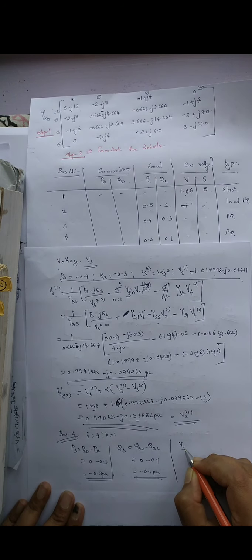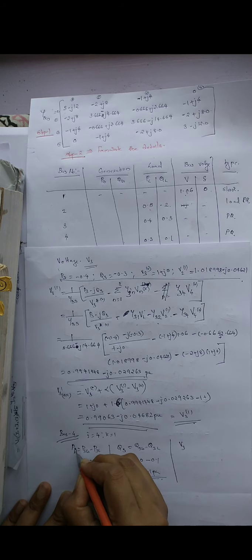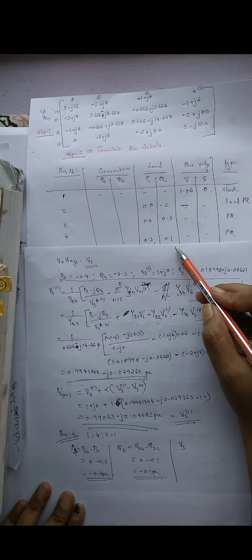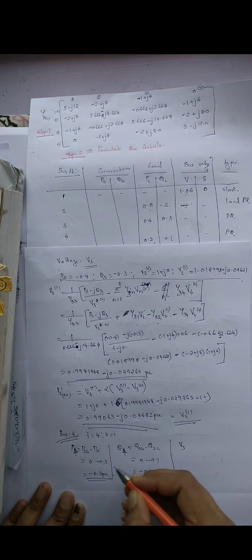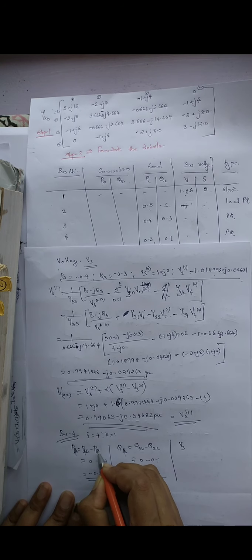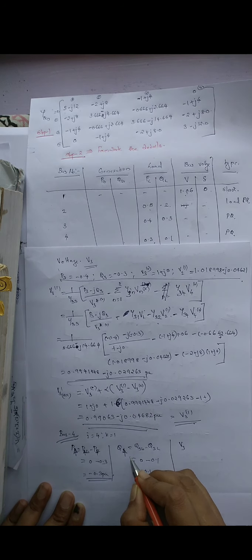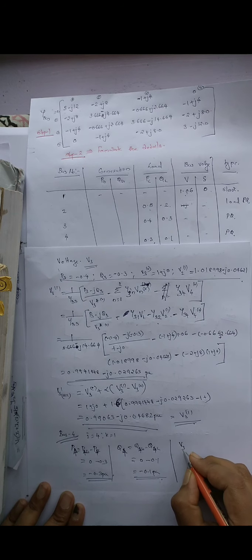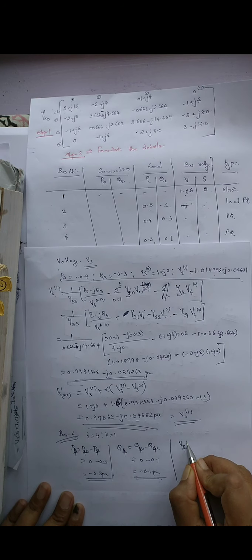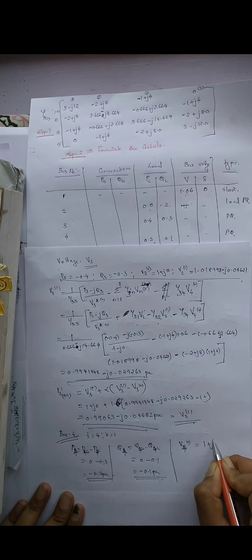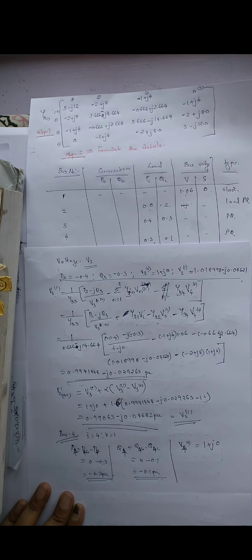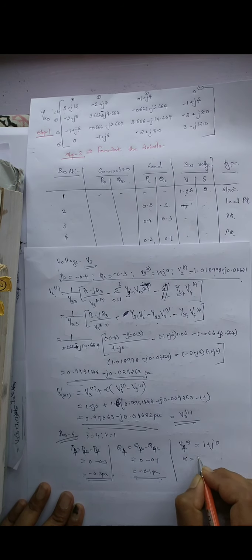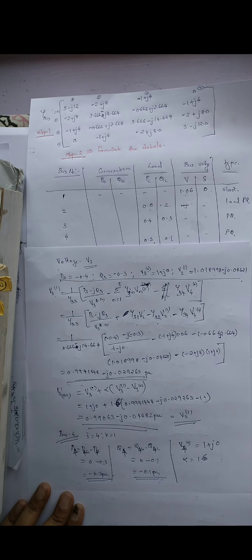Sorry, we are doing it for bus 4. So for bus 4, the value was correct. So Q4 is Q4G minus Q4L, and P4 is P4G minus P4L, but the value is the same. Next, I is 4, so V4 of 0 we didn't get the value, or the value is not given, so I assume it as 1 plus j0, alpha is given as 1.6 in our question.